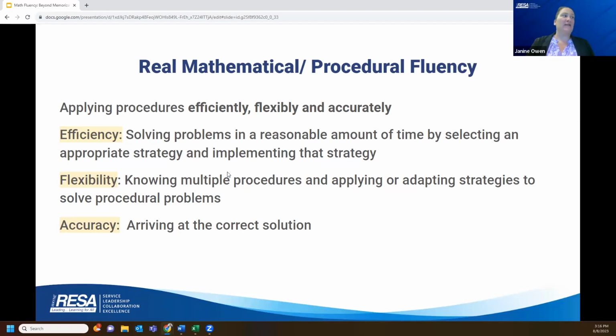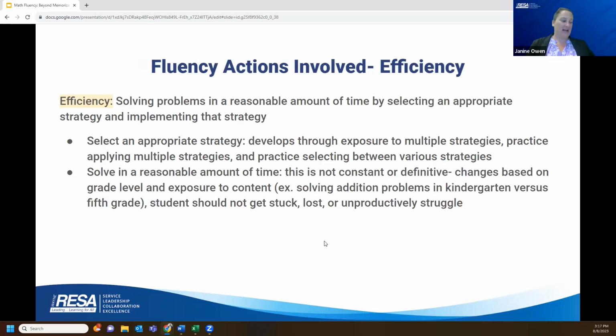So when students are efficient, they're solving problems in a reasonable amount of time by selecting an appropriate strategy and implementing that strategy. So when they're selecting an appropriate strategy, they have to have been exposed to multiple strategies in order to choose the one that will make the most sense. They practice applying multiple strategies, and they also have to practice selecting between strategies.